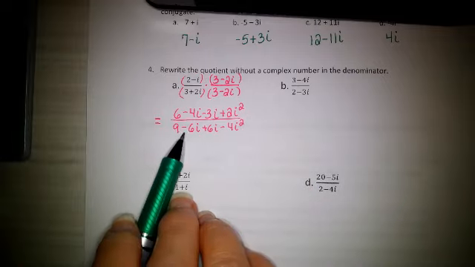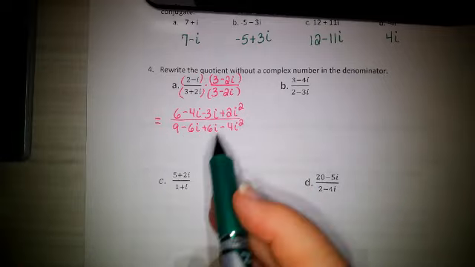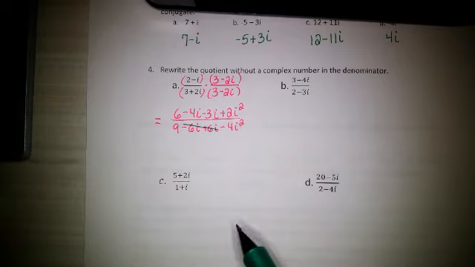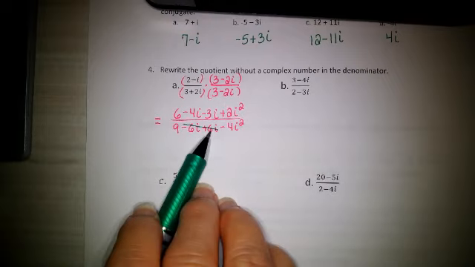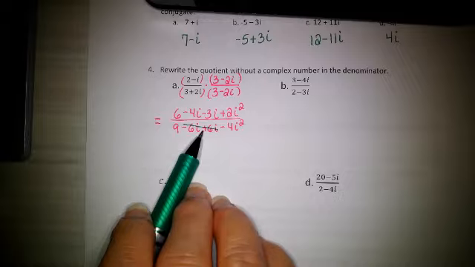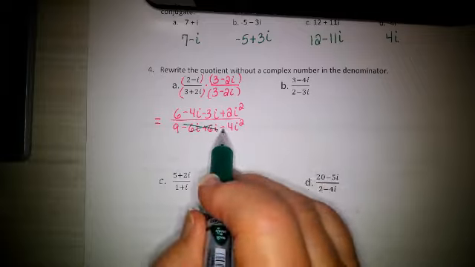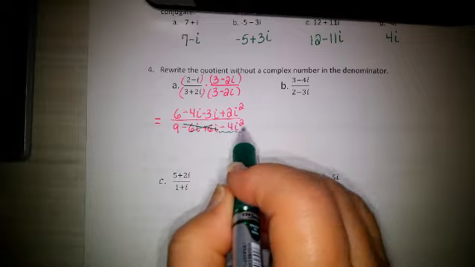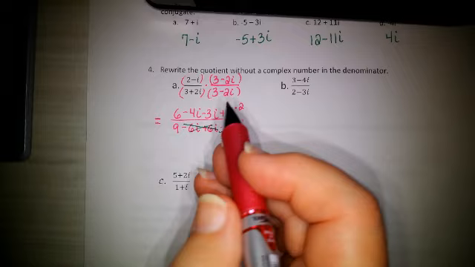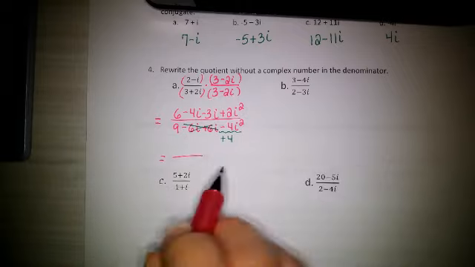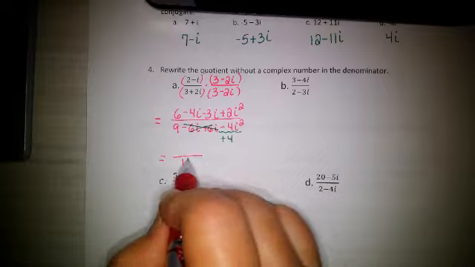So notice on your denominator, this negative 6i plus 6i cancels out. The conjugate will always cancel out the middle, kind of like a difference of squares where the middle canceled out. And then minus 4i squared is actually plus 4. So my new denominator is just going to be 9 plus 4, which is 13.